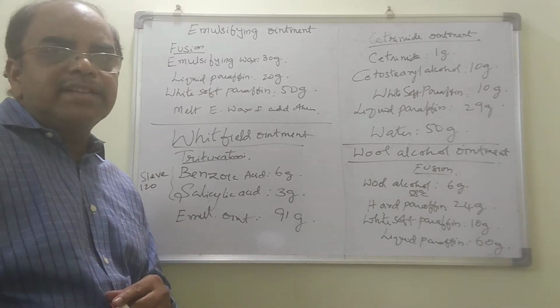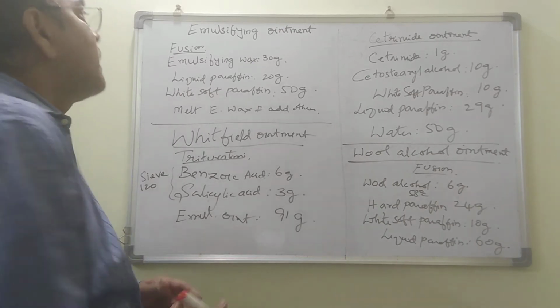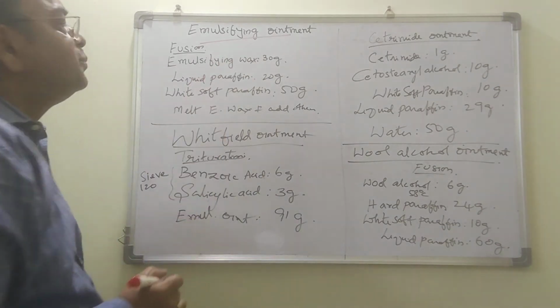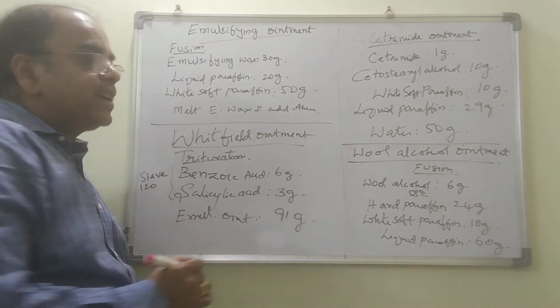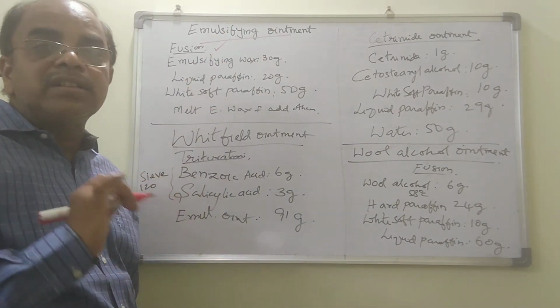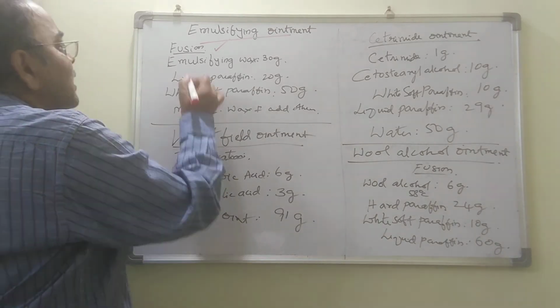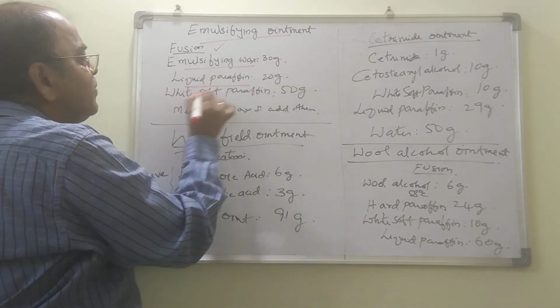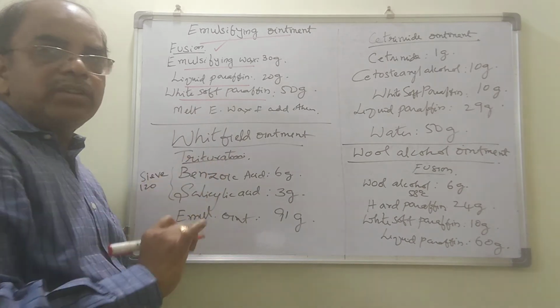Various ointments in this preparation. Emulsifying ointment prepared by the fusion technique. Fusion, that means a heating process is involved. Emulsifying wax, liquid paraffin, white soft paraffin is the composition, right?